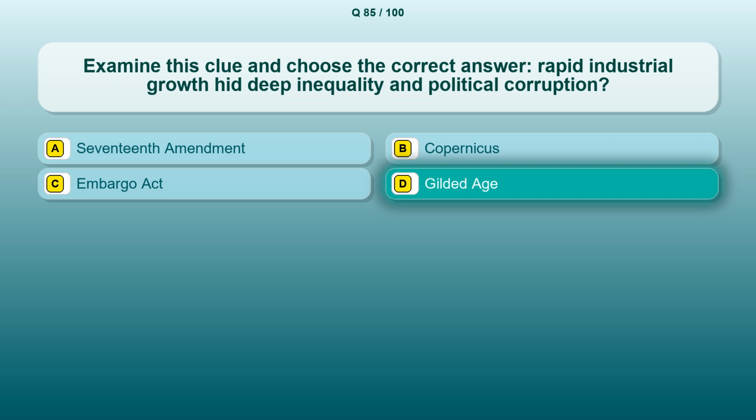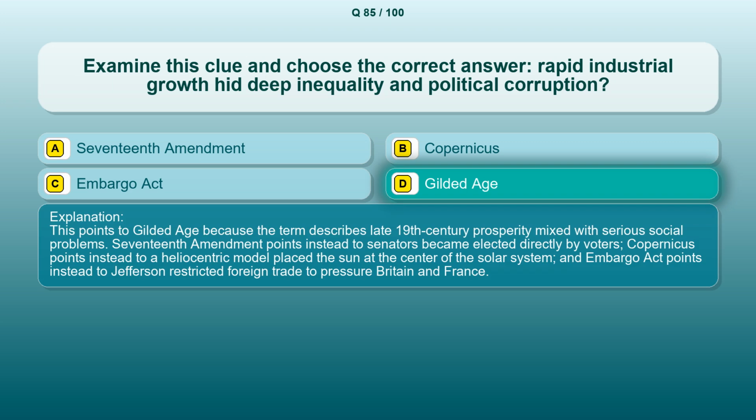The correct answer is option D, Gilded Age. This points to Gilded Age because the term describes late 19th-century prosperity mixed with serious social problems. 17th Amendment points instead to senators became elected directly by voters. Copernicus points instead to a heliocentric model placed the sun at the center of the solar system. And Embargo Act points instead to Jefferson restricted foreign trade to pressure Britain and France.